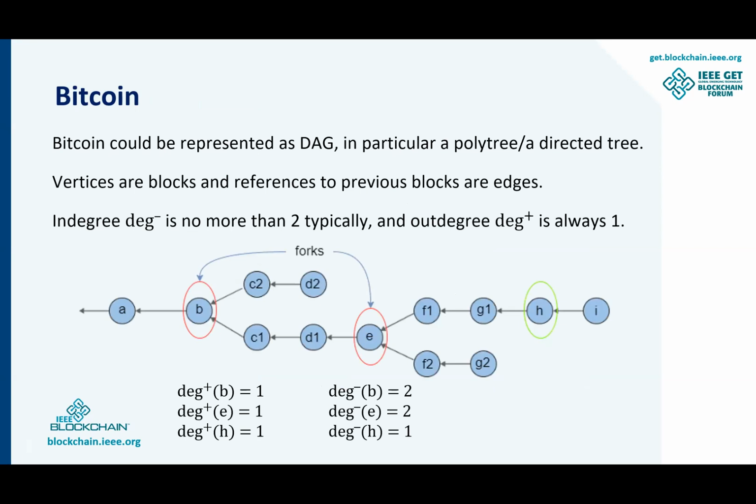Bitcoin could also be represented as a DAG, in particular as a directed tree or a polytree. Vertices are blocks and their parent-child references are edges. In most cases, a block has only one predecessor and one descendant. When a fork happens, one block can have more than one descendant. Bitcoin utilizes the so-called longest chain rule, where eventually the longest sub-branch of the tree is selected and keeps on adding blocks, and the short one is ignored with all its blocks and transactions.